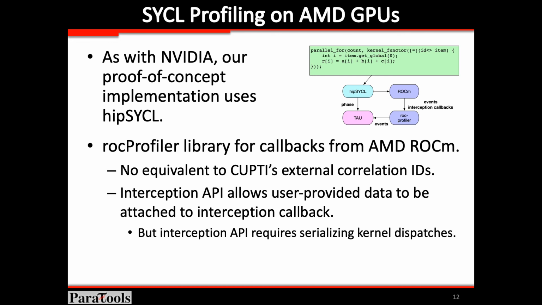We have investigated several mechanisms for expressing such correlations. The most reliable mechanism we have discovered is to use ROC Profiler interceptions. The intercepting API provides a callback when a kernel is dispatched to an HSA queue and permits arbitrary user-provided data to be attached to the callback. The HipSYCL runtime is instrumented to start a phase when a kernel is queued. The interception callback records the kernel dispatch record and phase so that the later asynchronous completion callback containing profiling data can be correlated back to the SYCL code. Enabling the intercepting API does have the drawback of serializing kernel dispatches, so we are continuing to evaluate other mechanisms for enabling such correlation.